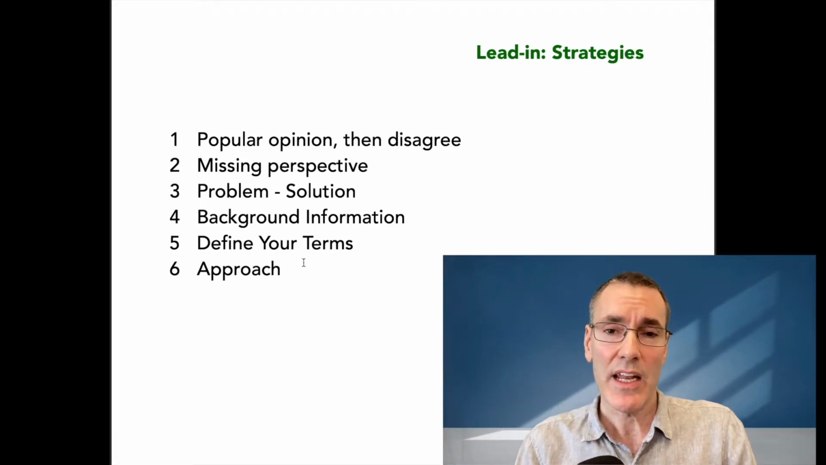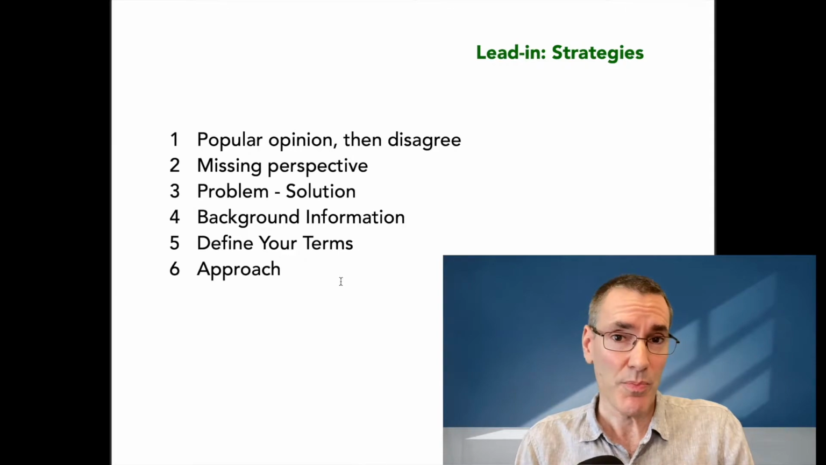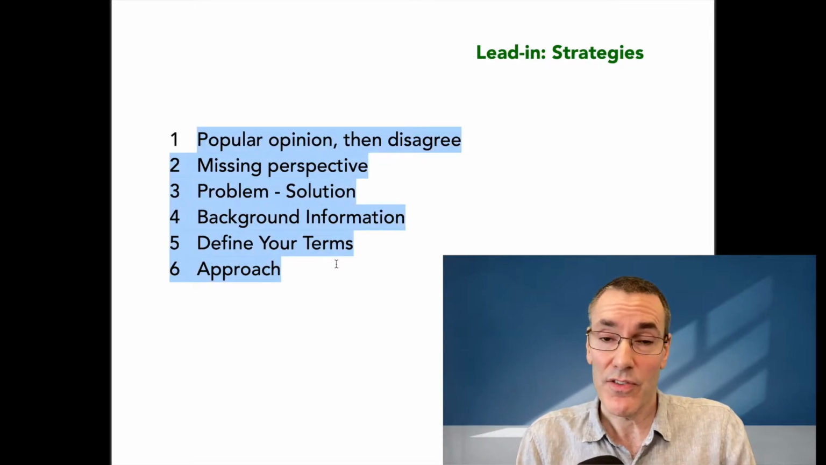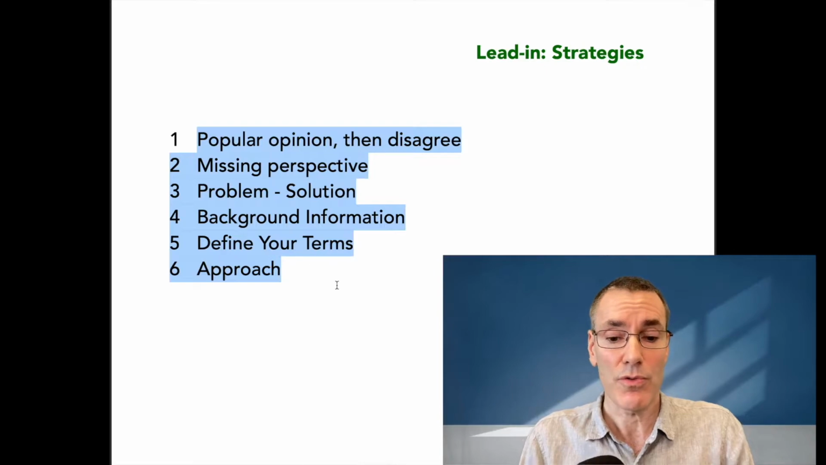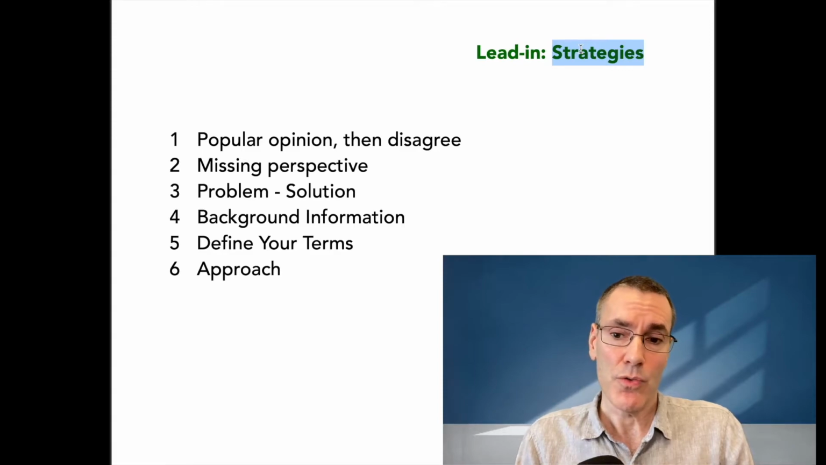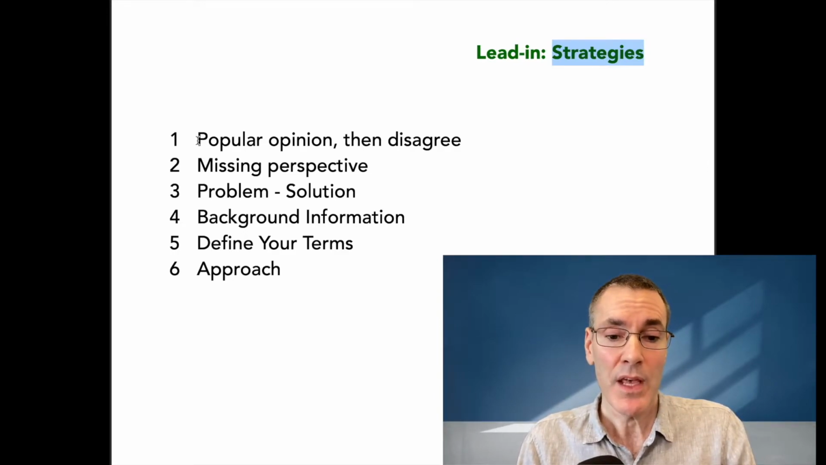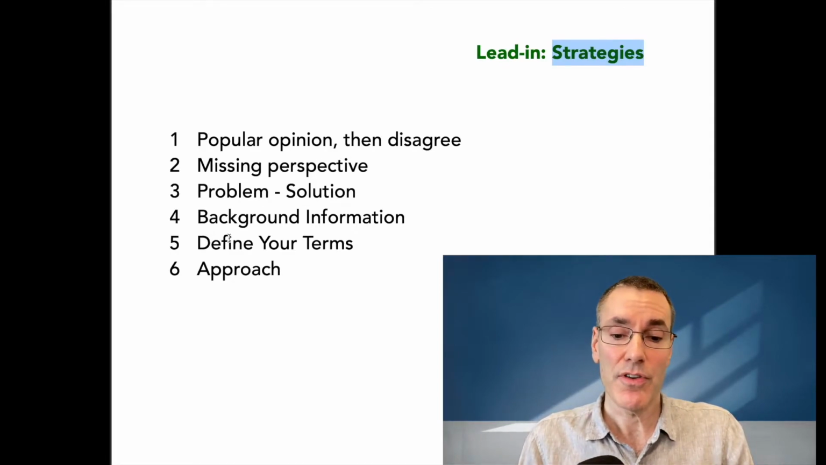It's the same with any of the art forms, and it's the same with sports. You study the masters of the past and you incorporate their ideas into your ideas. Well, this is also true for something as simple as a high school or university literature paper. There are systems, there are strategies that writers use to lead into their thesis, and these are 6 of the most common ones. By the way, these are not only useful for literary essays, they're useful for lots of other essay types as well. Popular opinion and disagree, missing perspective, problem and solution, background information, define your terms, and approach.